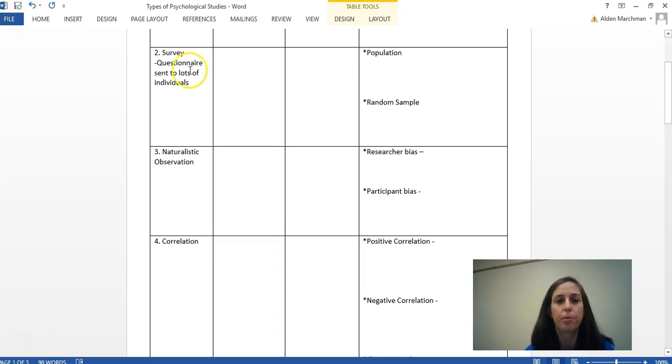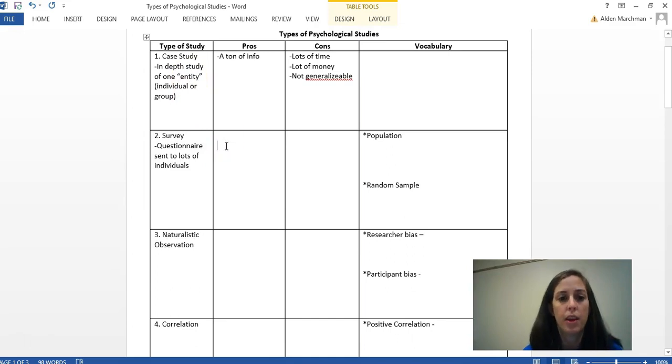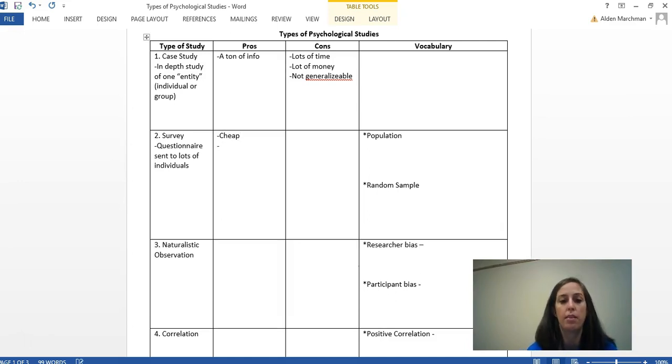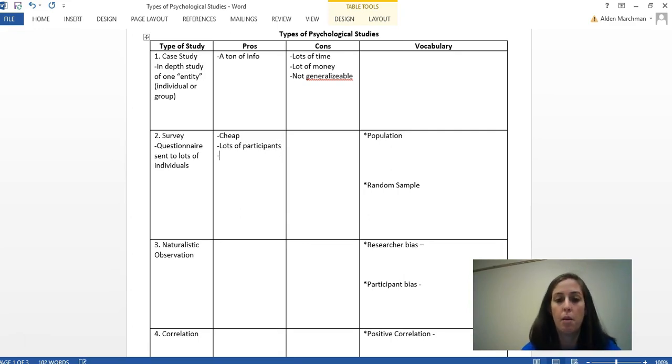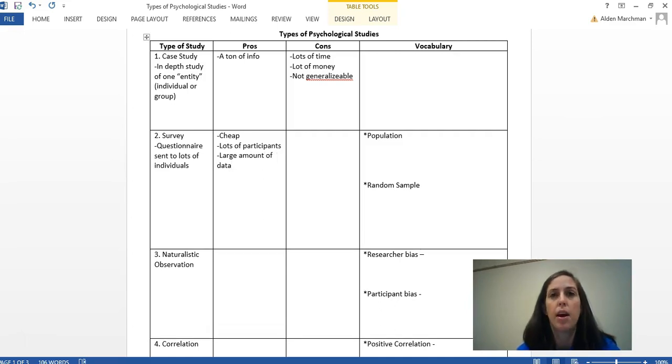You answer questions. Okay, pro is, think about this, it is cheap, right? It's a piece of paper. And because it's cheap, you can send it out to a lot of people, right? So lots of participants. Okay. And because of that, you can get a lot of information. Large amount of data, but unfortunately, you might not get in depth, right?